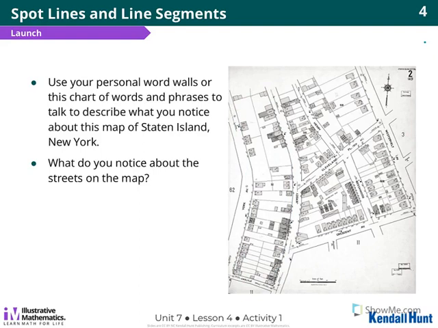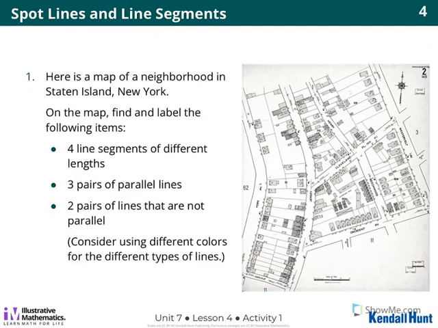Okay, Keston? The whole entire thing is a neighborhood. It says in the book, here's a map of a neighborhood. A neighborhood, so the whole thing? Yeah. Okay. All right, let's see what we're going to do with this. Here's a map of a neighborhood in Staten Island, New York. On the map, find and label the following items.